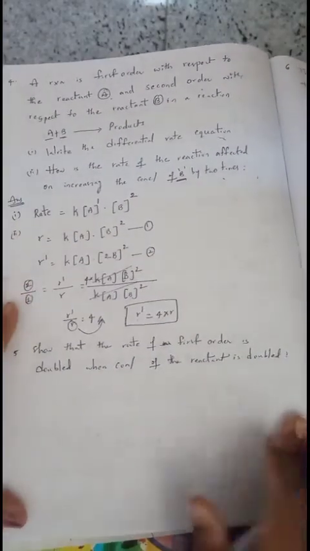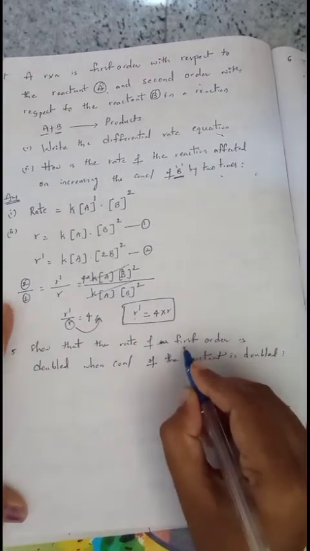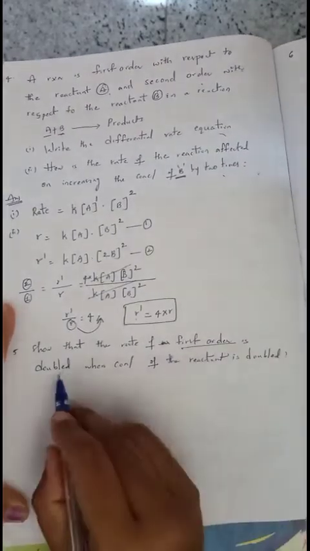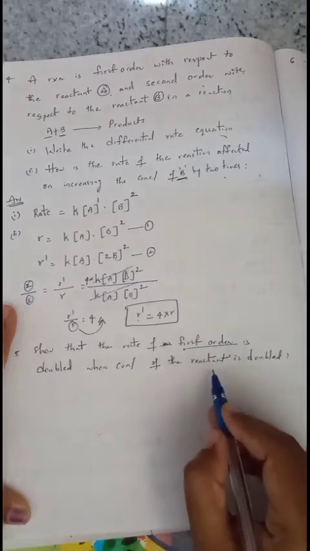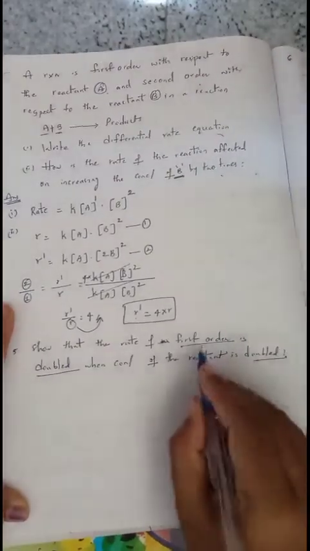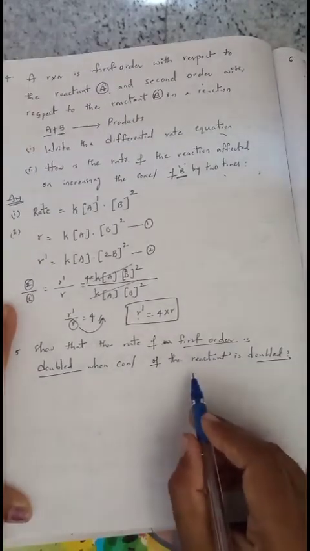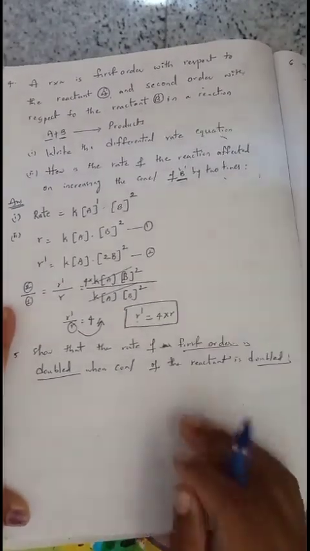Next we'll see one more important question. Show that the rate of a first order reaction is doubled when the concentration of reactant is doubled. So that means the rate of reaction for a first order reaction is doubled. When does it get doubled? Whenever the concentration of reactant is also doubled.